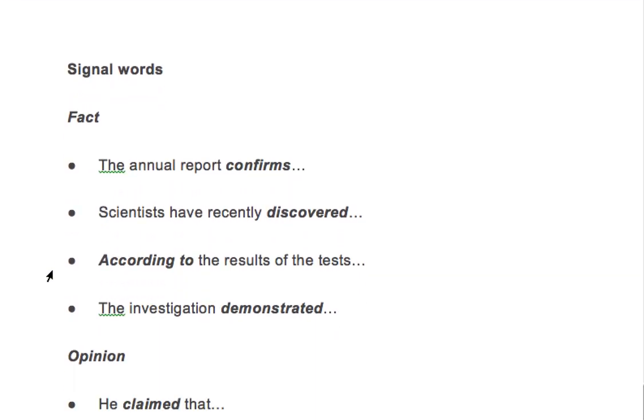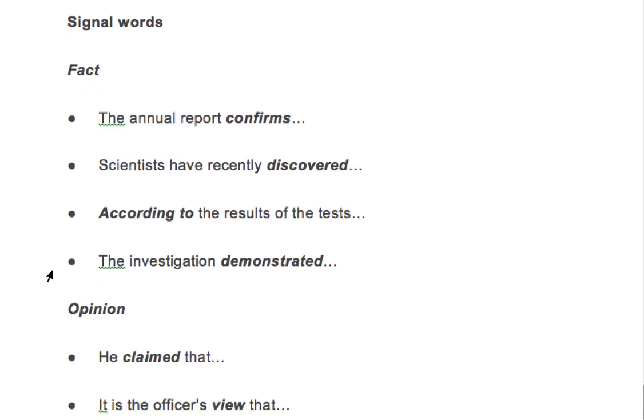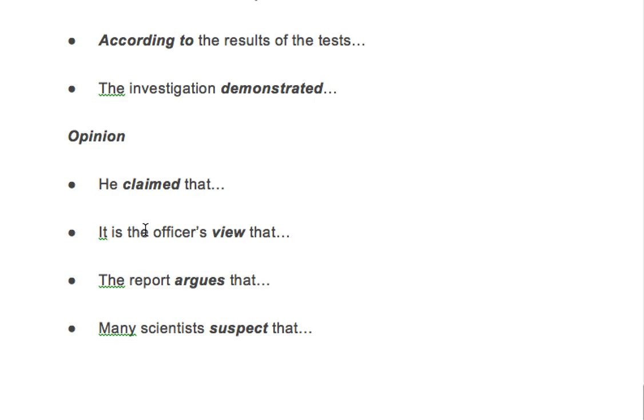So normally there are other ways for us to recognize fact and opinion. Normally we have signal words like the word confirms, the word discovered, the word according to, demonstrated. Those would suggest factual information, while claimed, view, argue, suspect would suggest opinion.